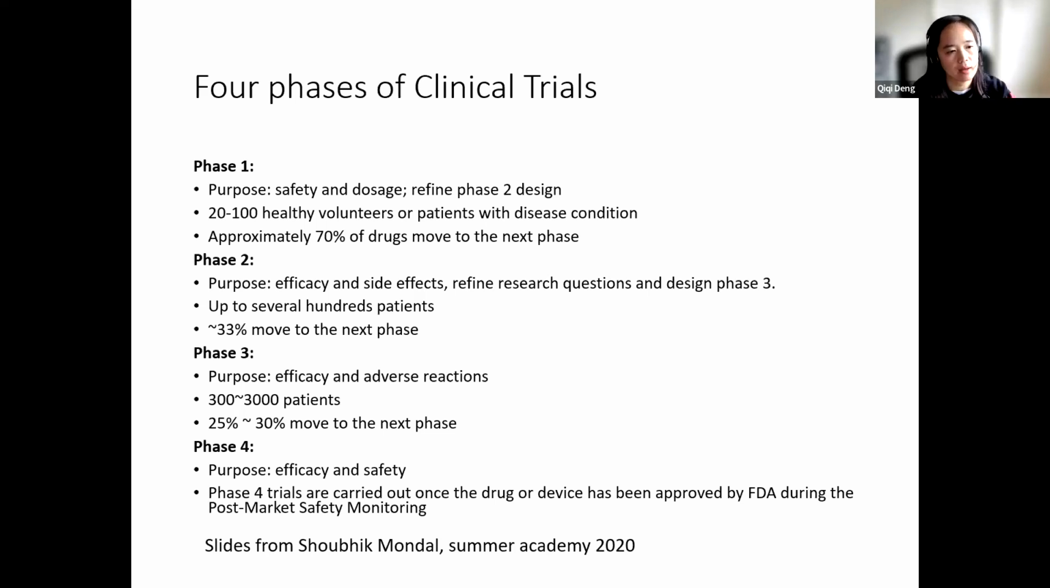And then after the drug is approved, you move into phase 4, or post-marketing studies. That's not going to be the focus of our conversation today.